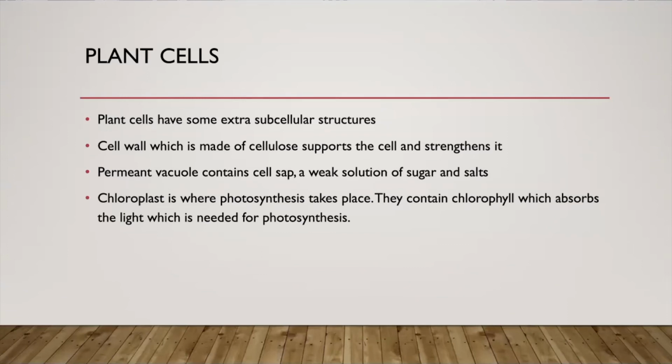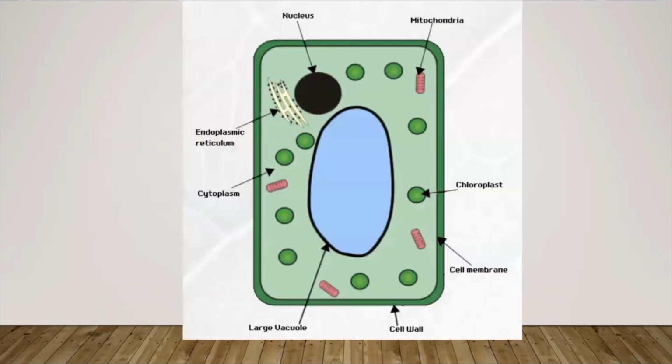We also have a permanent vacuole. This contains cell sap, which is a weak solution of sugar and salts. And we have the chloroplast, which is where photosynthesis takes place. The chloroplast contains chlorophyll, which is where the light is absorbed, which is needed for the photosynthesis.